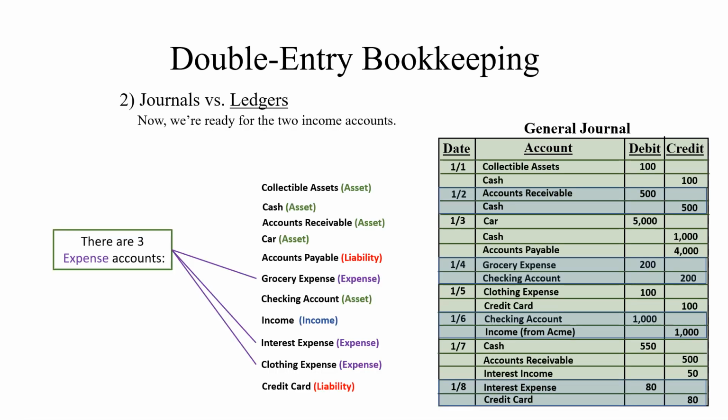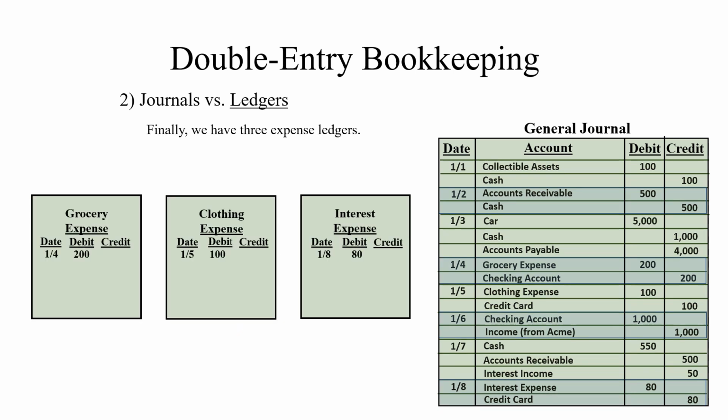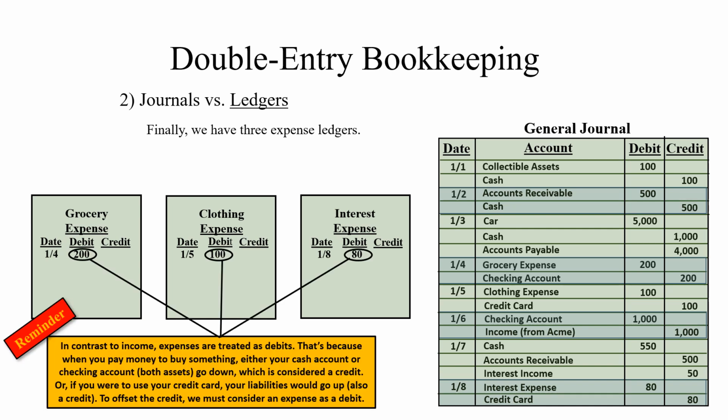There are three expense accounts: groceries, clothing, and interest. In contrast to income, expenses are treated as debits. That's because when you pay money to buy something, either your cash account or your checking account, both of which are assets, goes down, which of course is considered a credit. Or if you were to use your credit card, your liabilities would go up, and that's also a credit. But with an expense, you're not buying an asset, which would be the offsetting debit. So, to offset the credit, we must consider an expense as a debit.